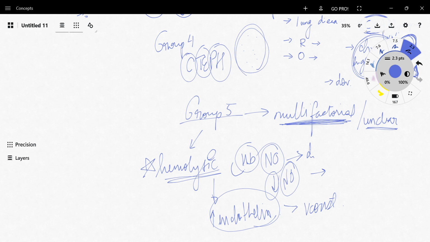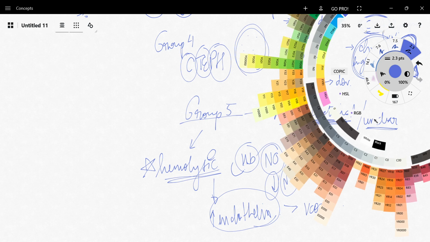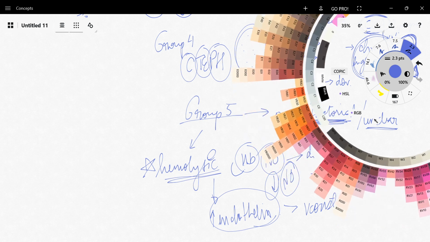Let me just change the color so that you all don't get confused, right?